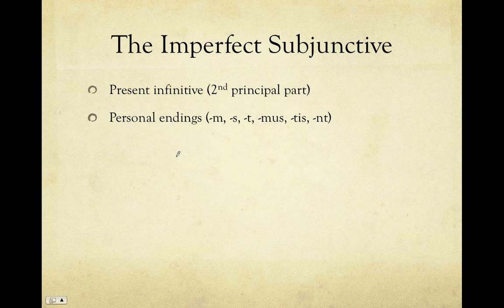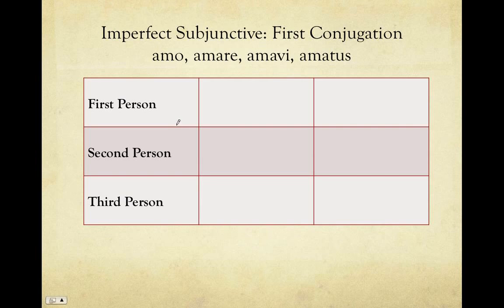So to form the imperfect subjunctive, it's very easy. You're going to take the present infinitive, remember that's the second principal part, just as is, take the entire second principal part, and add the personal endings. That's it. That's all there is to it. So if we take the verb amo, amare, amavi, amatus, a nice first conjugation verb, we're going to take our second principal part, amare, and add our first person singular ending: amarem.